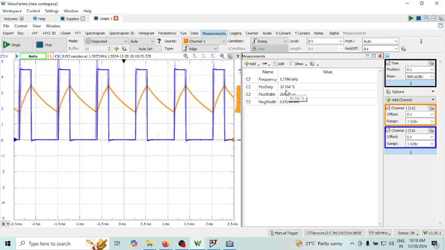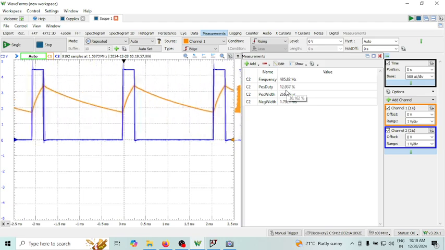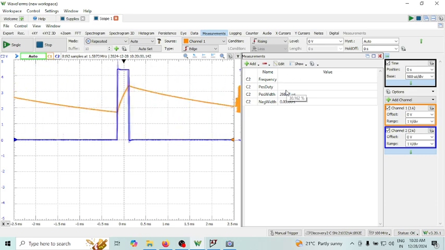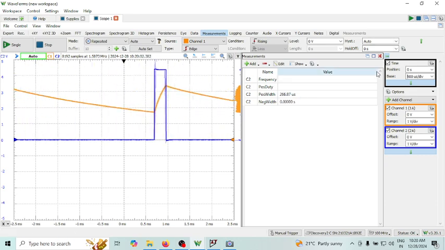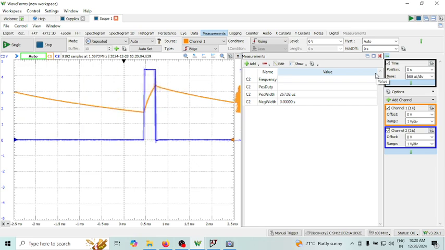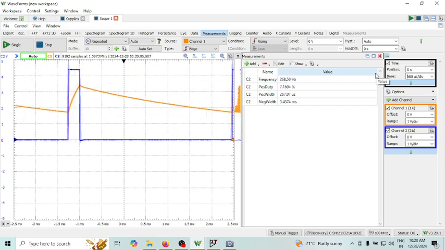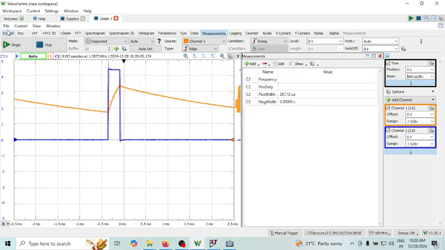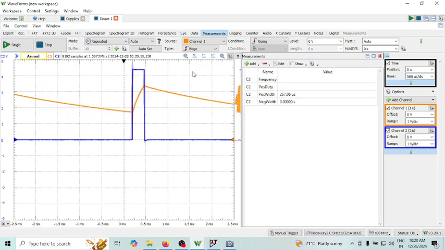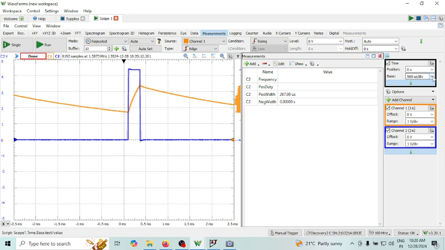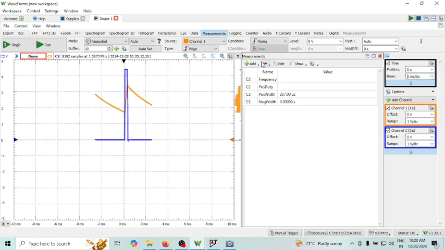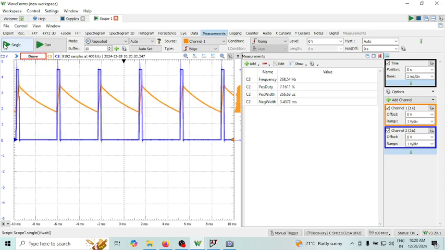Even I can make the duty cycle 18%, or you can make it 20, or as small as possible. Now what I've done here is R2 is around 60K, whereas R1 is hardly 3.3K. Let me do it for some more time. You can see it's hardly 7% because I have made the value of R2 60K and R1 3.3K.